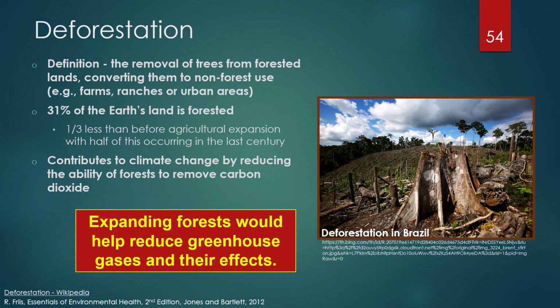Deforestation is the removal of trees from forested lands, converting them to non-forest use, for example, farms, ranches, or urban areas. About 31% of Earth's land surface is currently covered by forests. This is 1/3 less than the forest cover before the expansion of agriculture, with half of that loss occurring in the last century. Deforestation contributes to climate change by reducing the ability of trees to remove carbon dioxide from the air. Expanding forests would help reduce greenhouse gases and their effects.